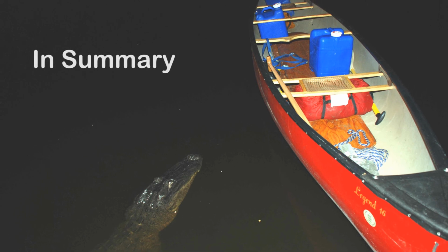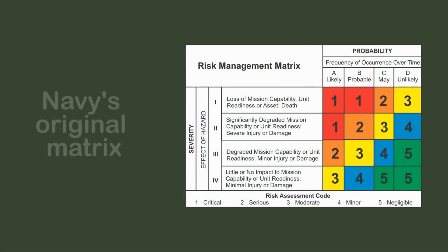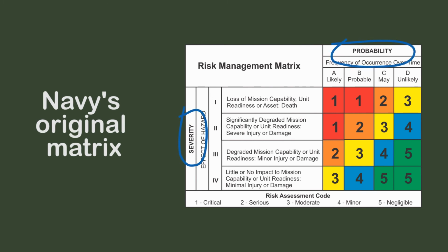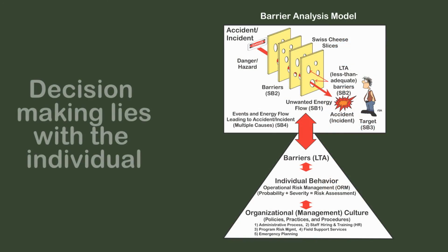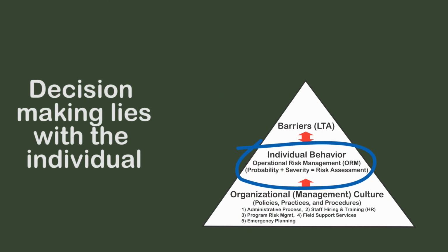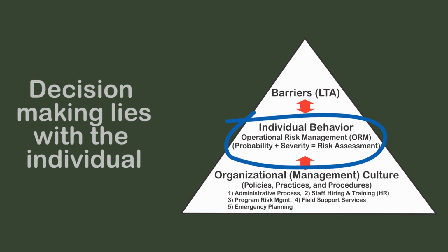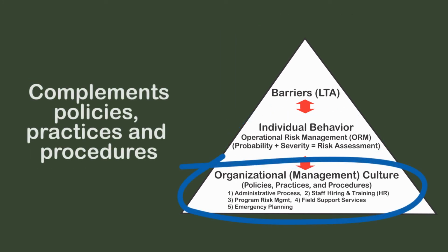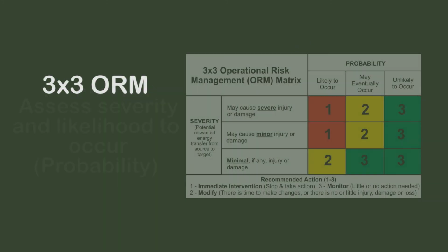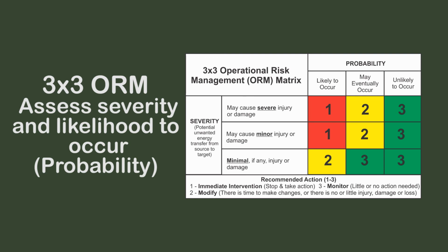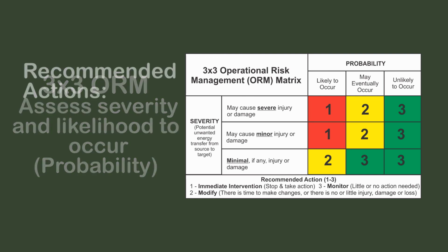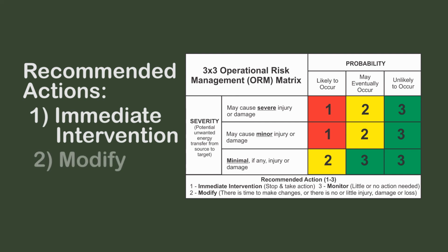In summary, ORM is a risk management tool used by individuals to assess the severity and likelihood of an incident occurring. The key element in ORM is that the decision-making authority lies with the individual. It complements managing the organizational culture with policy, practices, and procedures. Consider the condensed version of the Navy's ORM presented in this video. Its triage approach to decision-making makes it more intuitive.